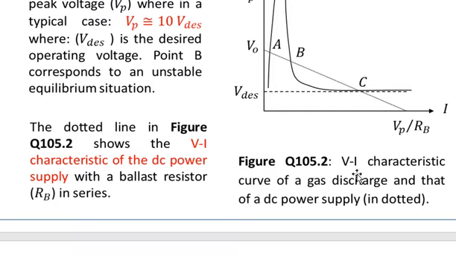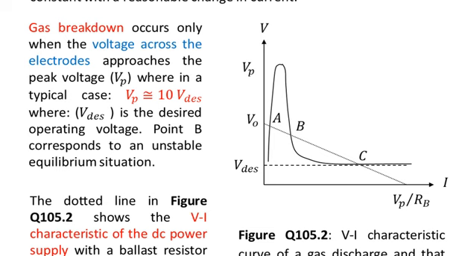The caption of the figure is: VI characteristic curve of a gas discharge and that of a DC power supply in dotted. So if we measure the voltage across a DC power supply, this dotted line corresponds to that. The solid curve is the voltage across the electrodes. We have plotted voltage versus current, and the current is Vp, the peak voltage, divided by the value of RB.